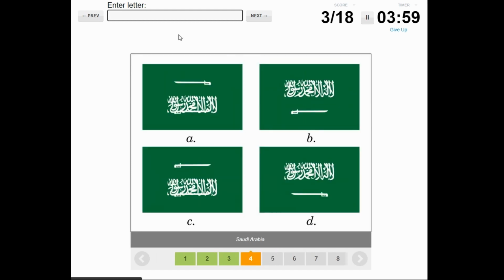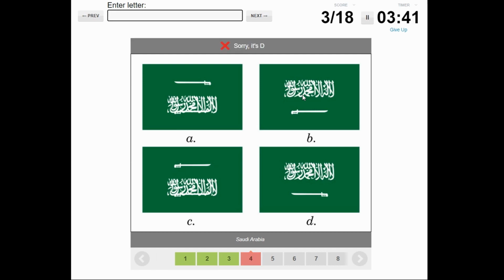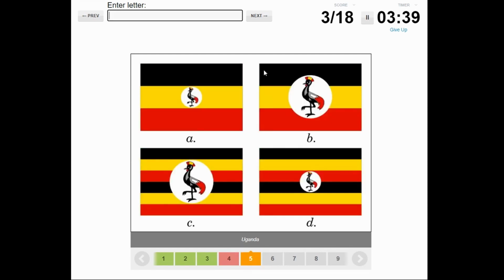Okay, so this is the flag of Saudi Arabia. Again, it's just the orientation of the sword and the writing. This is a really good one, actually. I'm leaning towards B. I think the sword, B or D. I think the writing's definitely above the sword. I'm going to go with B again. It was D. Okay, that's good.